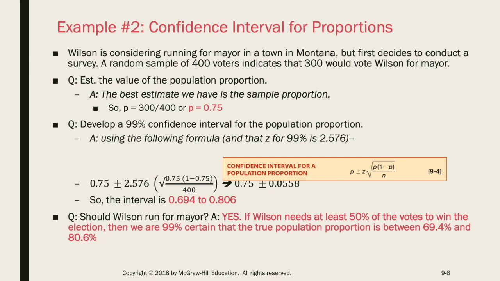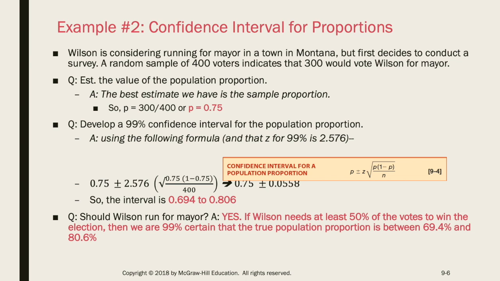Okay, so let's work out a second example here for creating a confidence interval for proportions. So we have a candidate, Wilson, considering running for mayor for this town in Montana. But first, she wants to conduct a survey. She just wants to see what's the feasibility that she'll actually get voted into the position. So she takes a random sample of 400 voters, and they find that 300 would vote for Wilson to be their next mayor. So first, we're going to estimate the value of the population proportion.